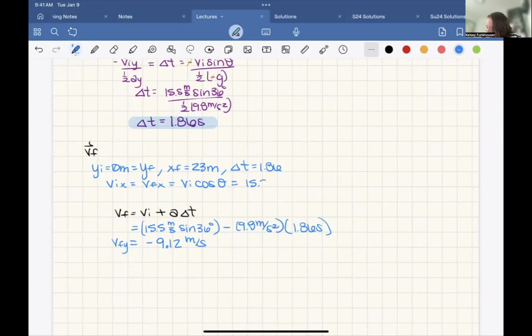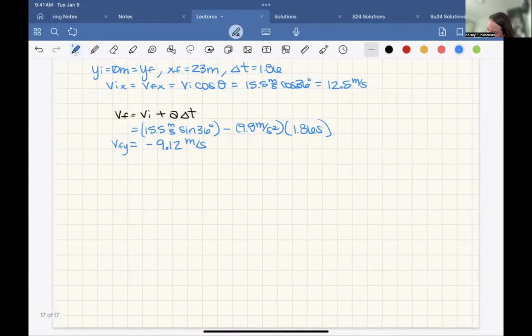Velocity final in x is going to be that 15.5 meters per second cosine of 36 degrees. Let's just check really fast. I think it's 12.5. Yeah, 12.5 meters per second. So let's look at what this looks like. Velocity in x that way, velocity in y this way, and then we have our total final velocity and some angle. We'll say final angle. So to get the final velocity, it's just the square root of vx squared plus vy squared.